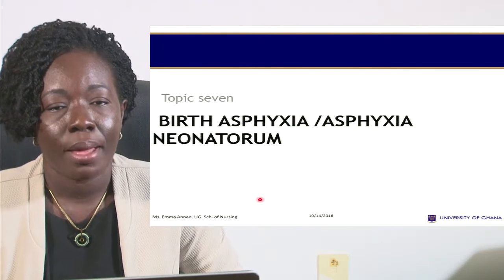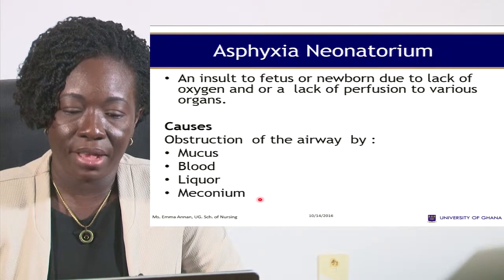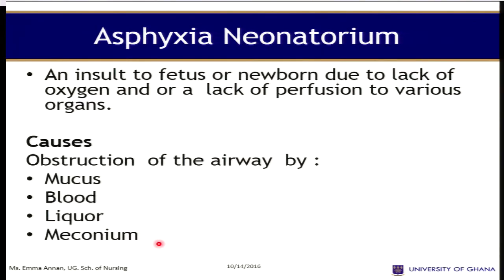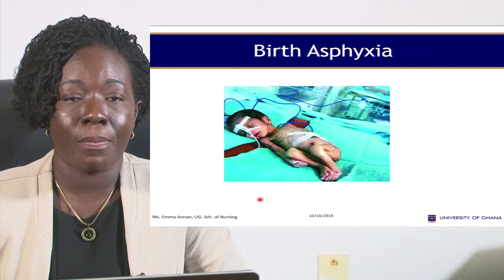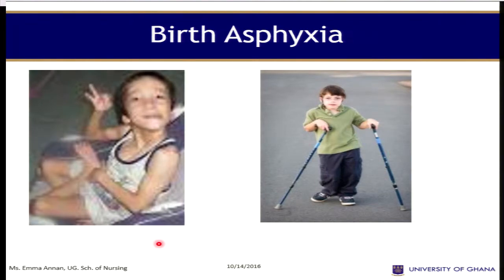We are moving on to birth asphyxia, or Asphyxia Neonatorum. What is Asphyxia Neonatorum? It is an insult to the fetus or newborn due to lack of oxygen and lack of perfusion to various organs. The causes are obstruction to the airway by mucus, by blood, by liquor, or by meconium. Any obstruction of the airway can lead to Asphyxia Neonatorum. So this is a baby with asphyxia. When they grow, this is how they look.